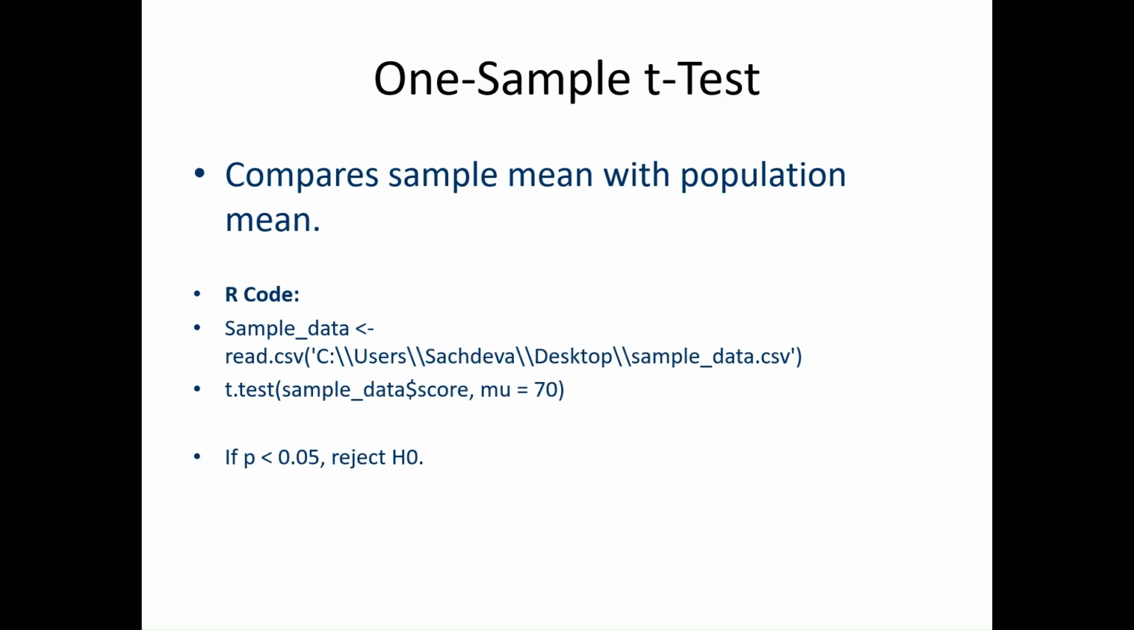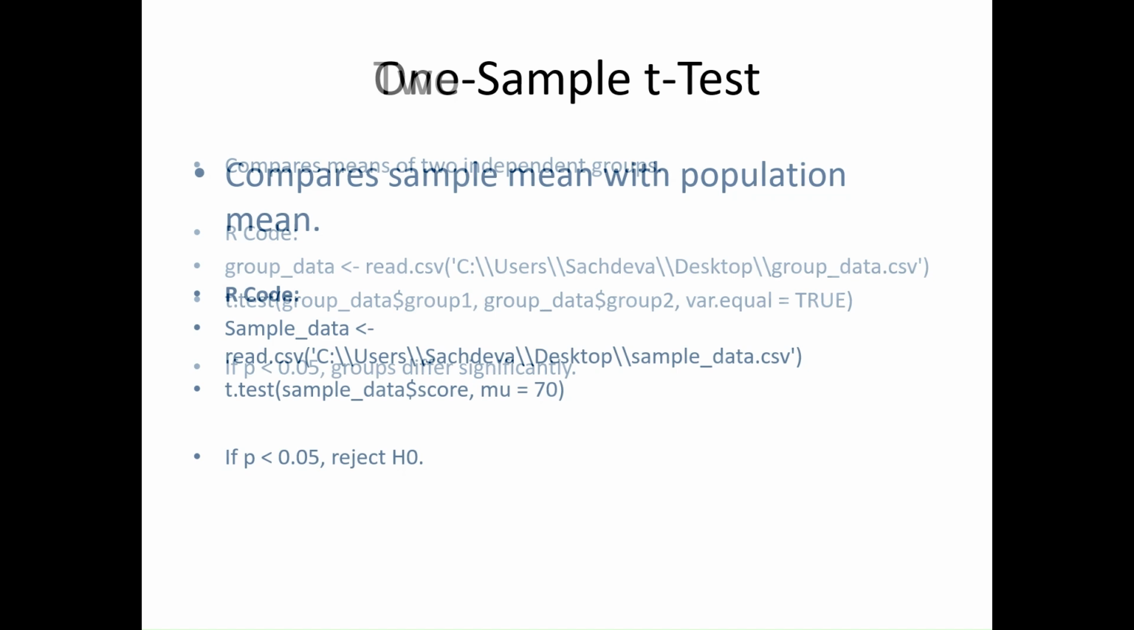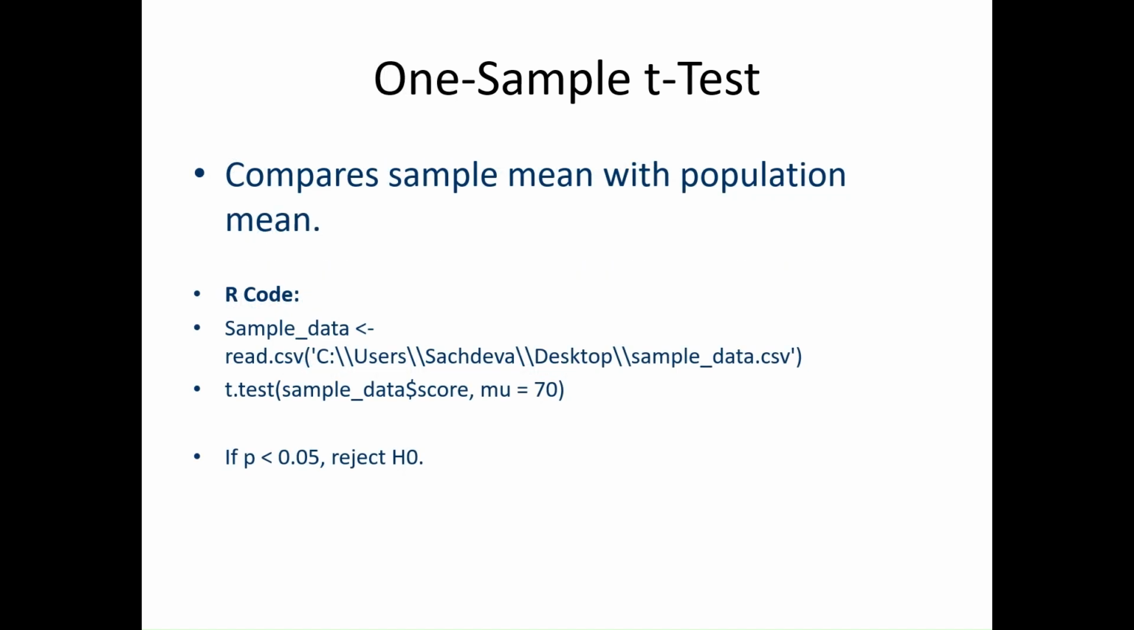The one-sample t-test checks if the mean of our sample differs from a known or hypothesized population mean. For example, we test whether the average score in our sample differs from 70. In R, the command is t.test(sample_data$score, mu = 70). Please note how we put $ between the data file and the concerned variable. If the p-value is less than 0.05, we reject the null hypothesis and conclude that the sample mean is significantly different from 70. Otherwise, we accept that the mean is statistically similar to 70.